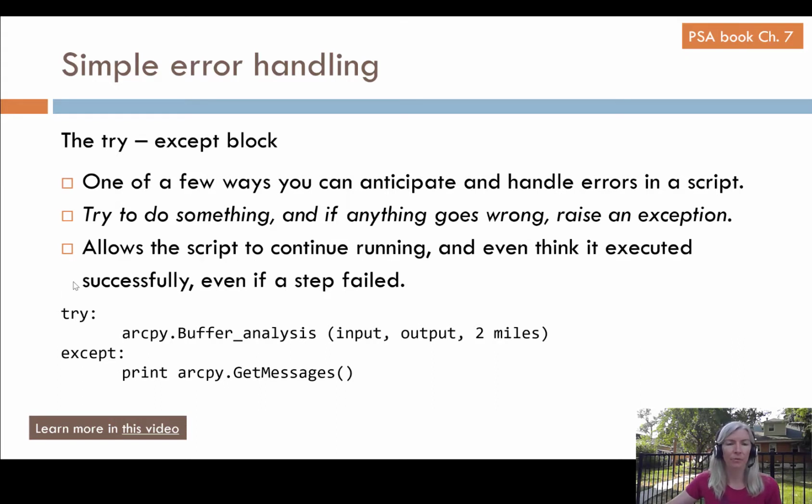So here's again another really simple example. Try to do a buffer on some data. And if anything doesn't work in this line of code, then we do the except. So this is the instead. If something doesn't work, instead, just print the messages. When we get into lesson 2, we'll learn a little bit more about ArcPy and get messages and how to run tools, but that's what it's doing. So instead of giving a generic error message, we get to pick and choose the type of error message we get.